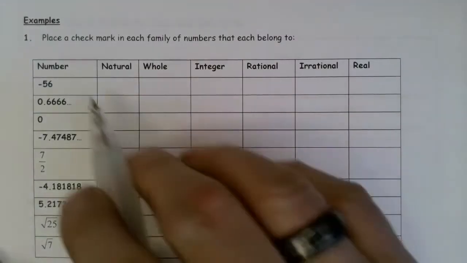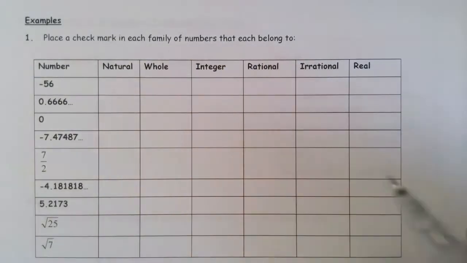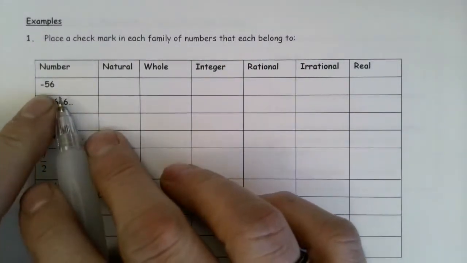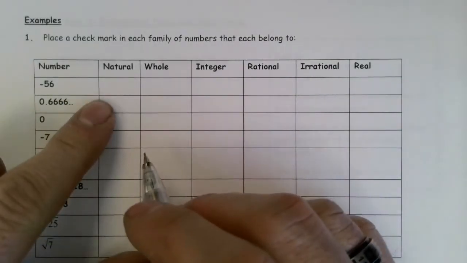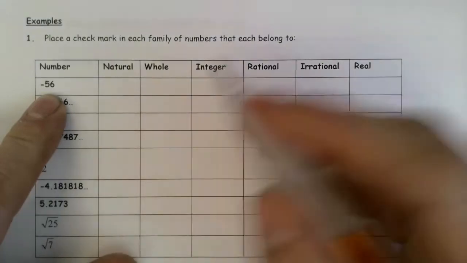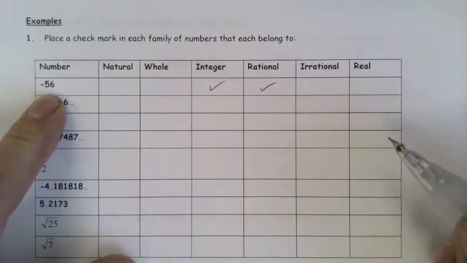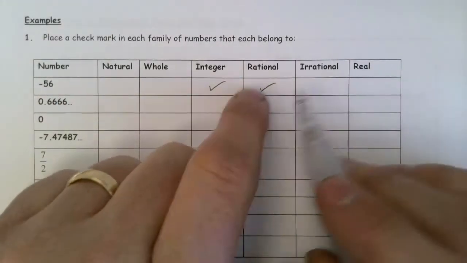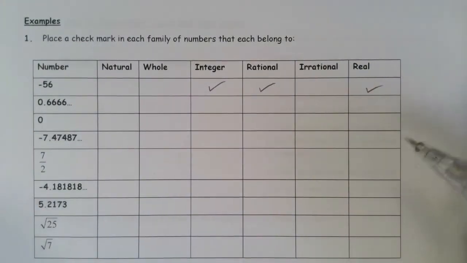Okay, so this question says, place a check mark in each family of numbers that the numbers belong to. So for example, negative 96, is that a natural? Well, no, it's not a natural because it's negative here. It's also not a whole, but it is an integer. It is a rational. Now, it wouldn't be irrational because if it is rational, then it can't be irrational and vice versa. But at the same time, it is real.